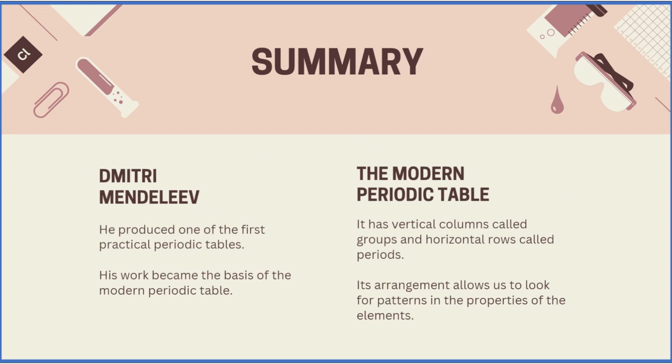So what we have learned: according to Dimitri Mendeleev, he produced one of the first practical periodic tables. His work became the basis of the modern periodic table. On this basis, the modern periodic table was made. It has vertical columns called groups and horizontal rows called periods. Its arrangement allows us to look for patterns in the properties of the elements. So here we have finished the periodic table. I hope you have understood about the periodic table.